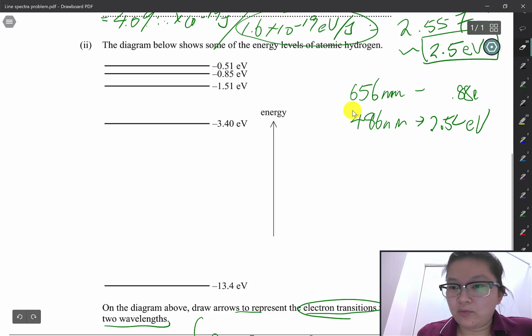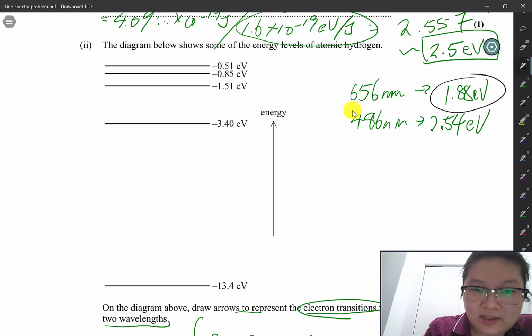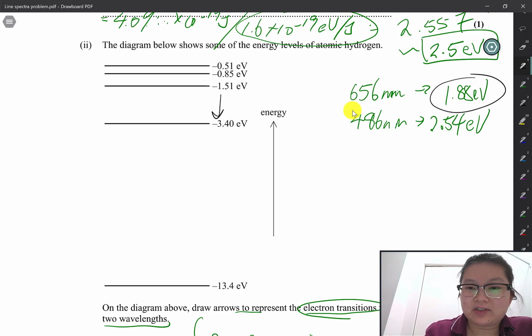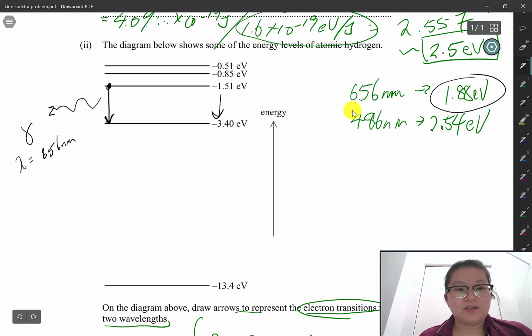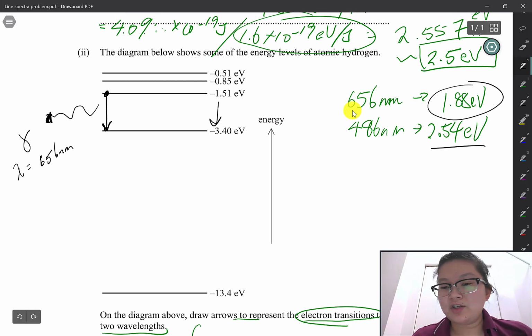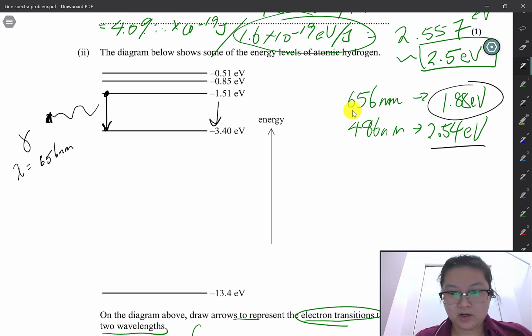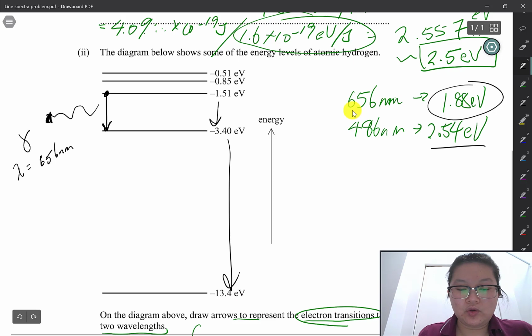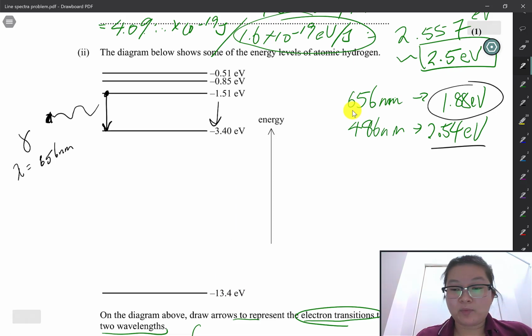So to get 1.88, we're going to look at the energy transition that corresponds to that, and it looks like it's going to be 1.51 to 3.4. If you put that in your calculator to find the difference, I get 1.89. So that's going to be our first drop here, that's an arrow. And the second one corresponds to an energy difference of 2.54. So it doesn't look like the ground state is going to be involved, because that's a huge jump, a really large amount of energy.